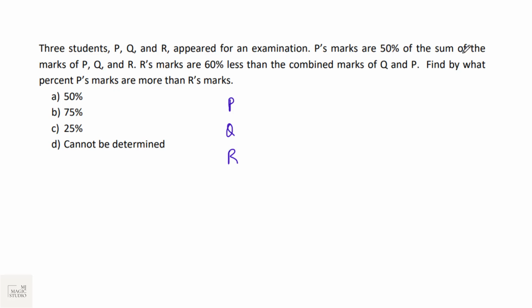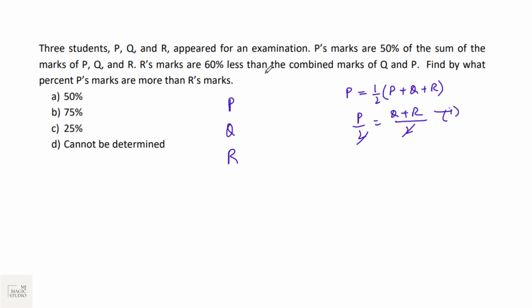P's marks are 50% of the sum of P, Q and R. That is P equals half of P plus Q plus R. That means half P gone. P minus half is P by 2 equals Q plus R by 2. That means P's marks is equal to Q plus R marks.